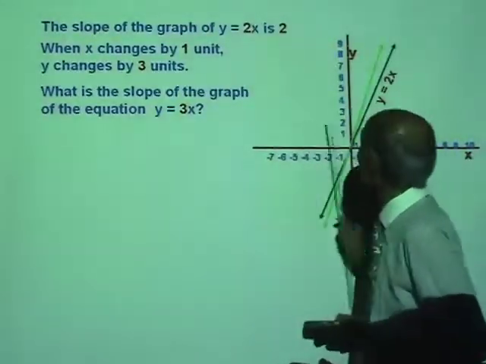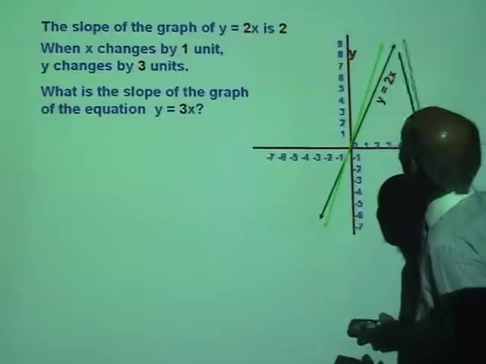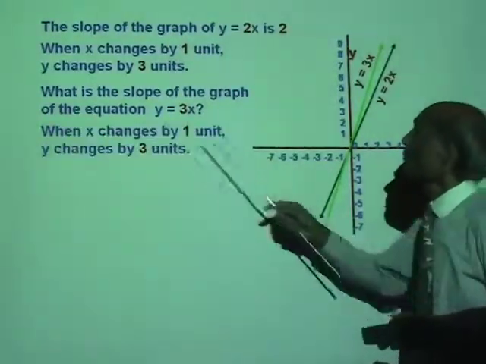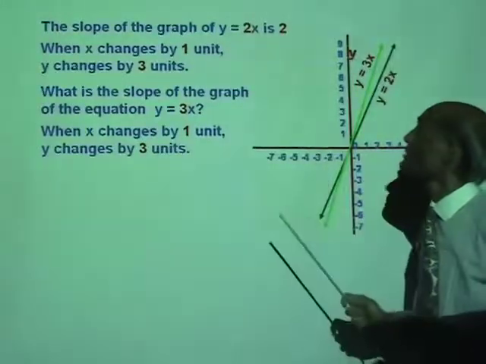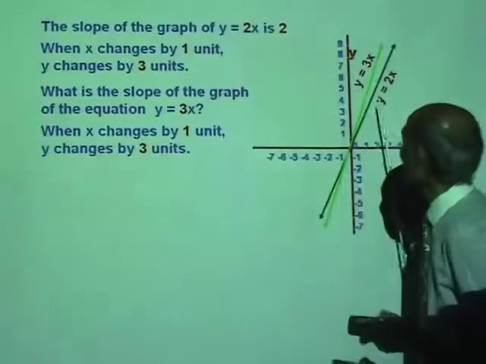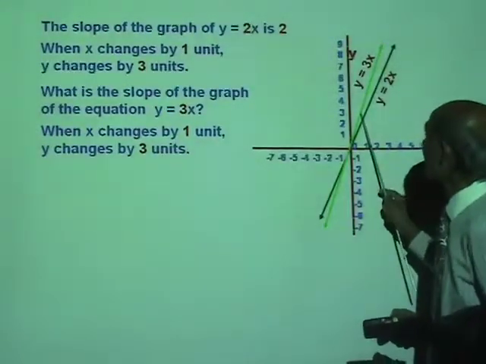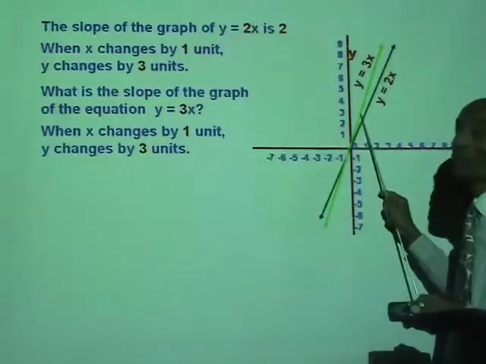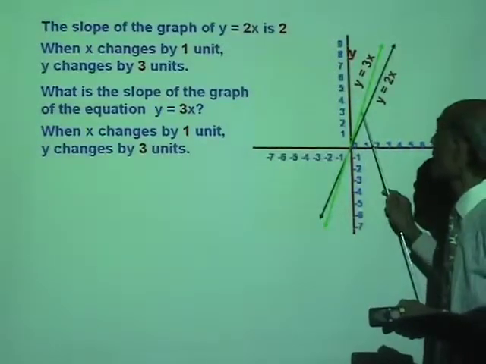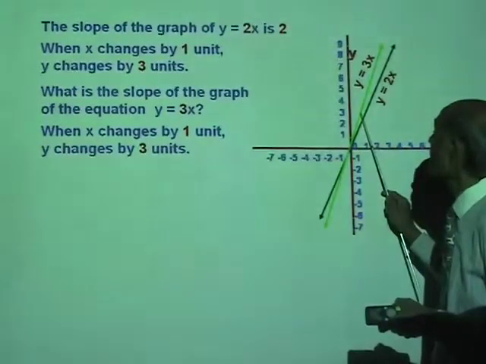This is the graph of the equation y equal to 3x. There you are. When x changes by 1 unit, y will change by 3 units. Now, I'm going to start here. Are you watching me? Where am I now? I'm at x equal to 1, y equal to 3.